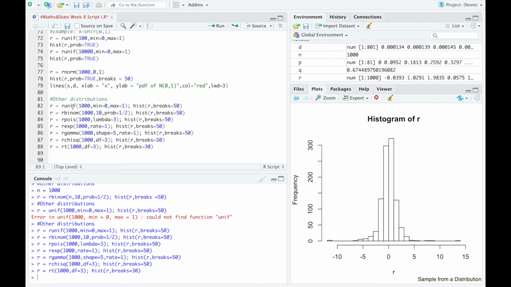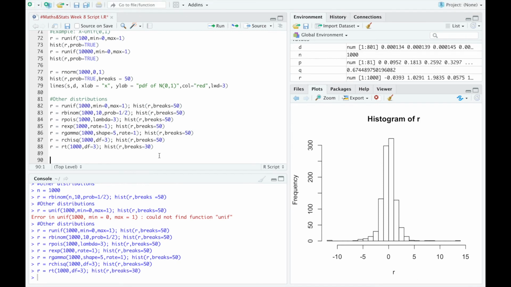So recall that these tokens, unif, binom, pois, are valid also for the other functions. You just have to change this initial part with D if you want to evaluate the PDF, P if you want to evaluate the CDF, Q if you want to evaluate the quantile, and R if you want to draw a sample from one of these distributions.